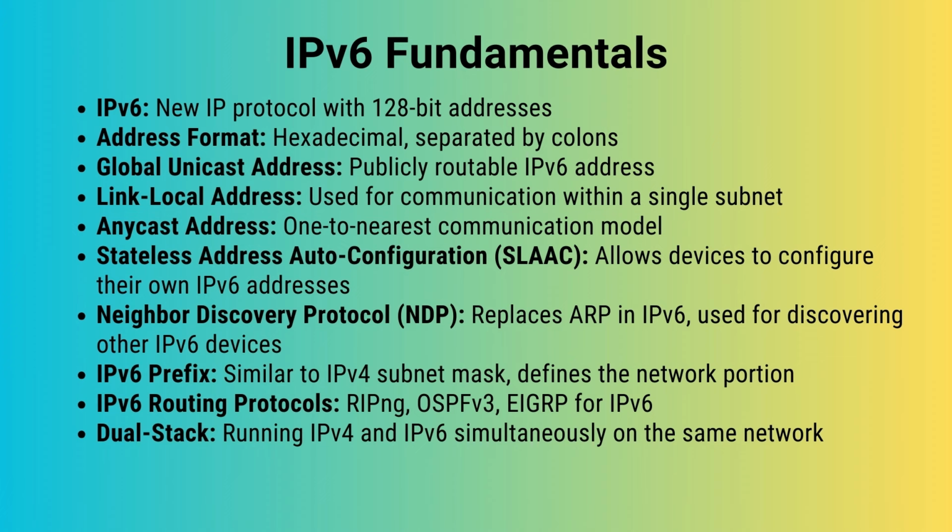IPv6 subnetting is simpler, typically using the first 64 bits for the network portion. IPv6 specific routing protocols include RIPng, OSPFv3, and EIGRP for IPv6. Dual-stack configurations allow running IPv4 and IPv6 simultaneously on the same network, facilitating gradual transition.